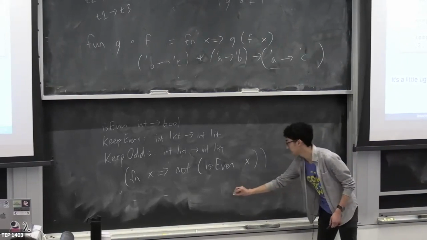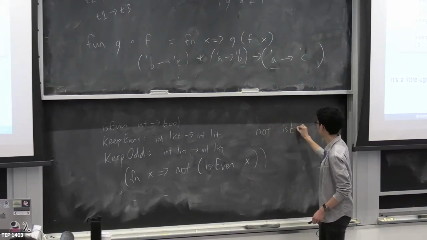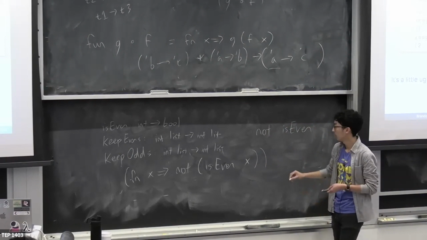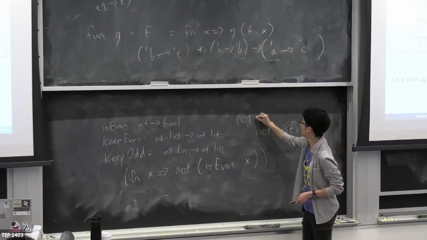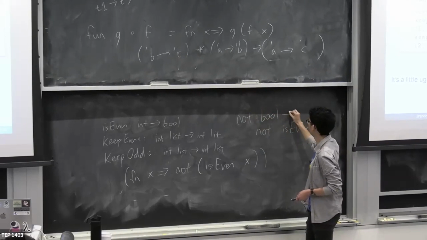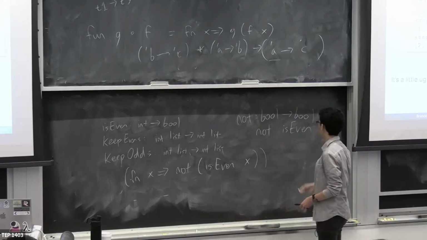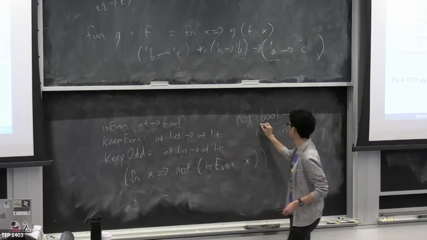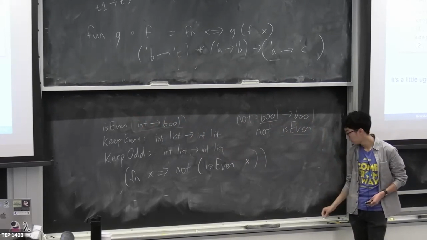So let's try it. You said, let me put it up here, not is even. So is even is of type int to bool, right? And not, if you can see this, is of type bool to bool. So will it type check if I give this type as input here, where it's expecting a bool? No, not quite. Yes. Let's compose it.